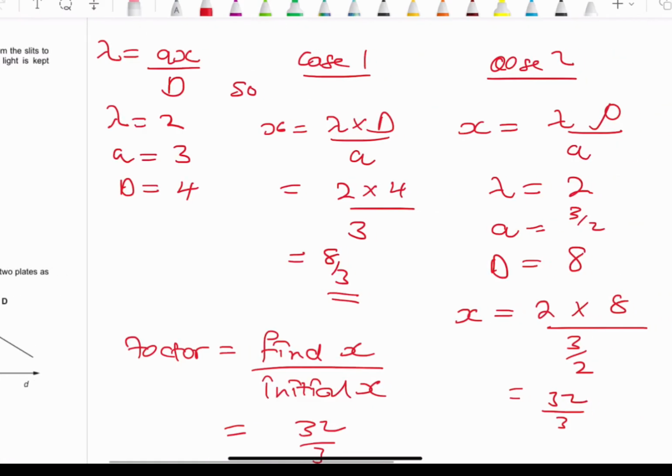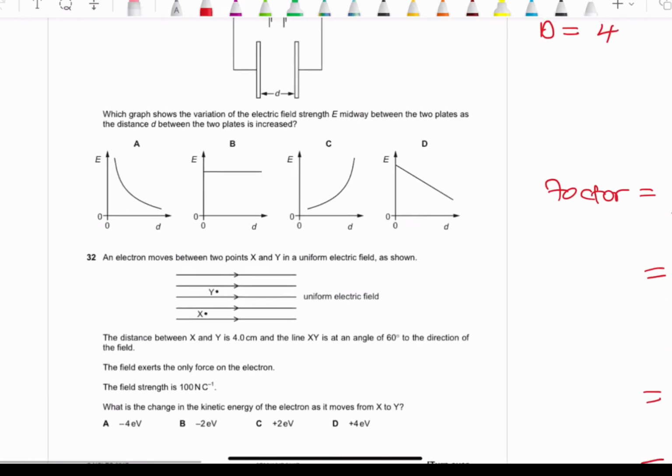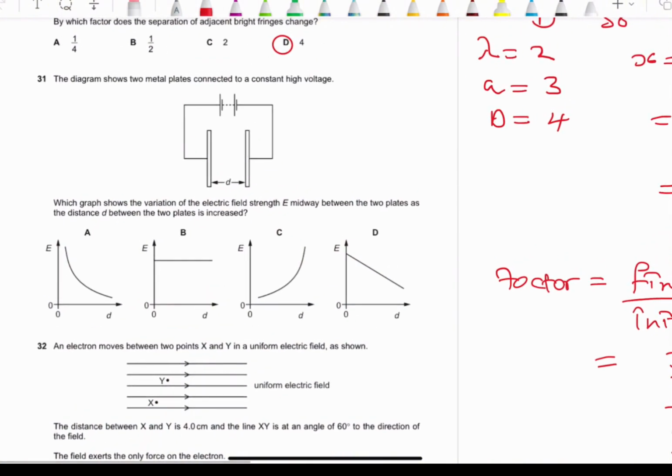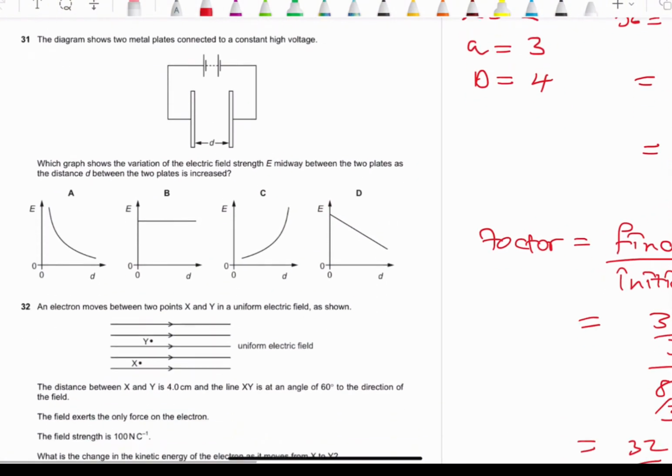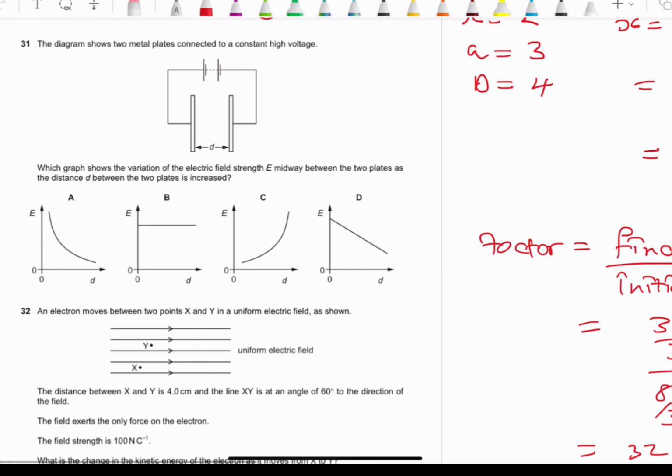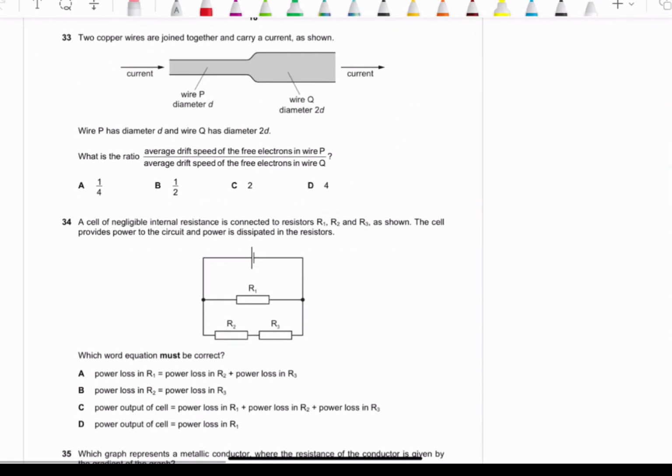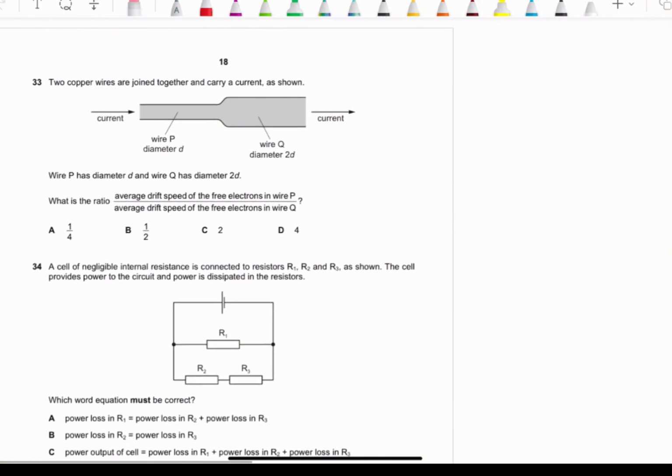You always get these ratios correct if you work it like that. I created my first case, then I created my second case because of that. Question 31 is an electric fields question. We no longer do electric fields, they're no longer in our syllabus. It's just question 32. So we start with question 33.